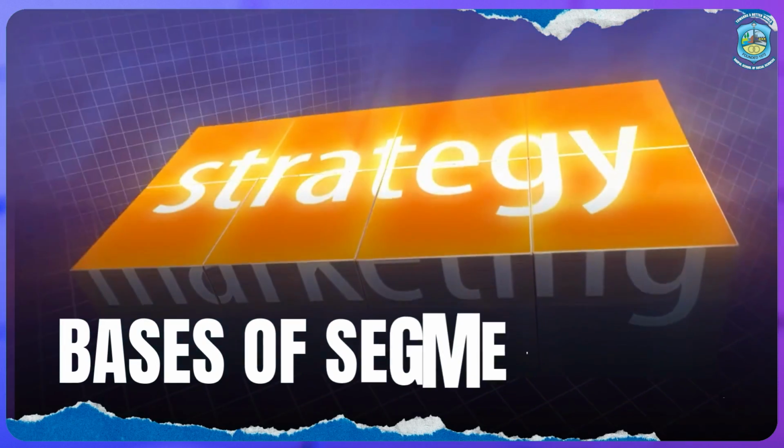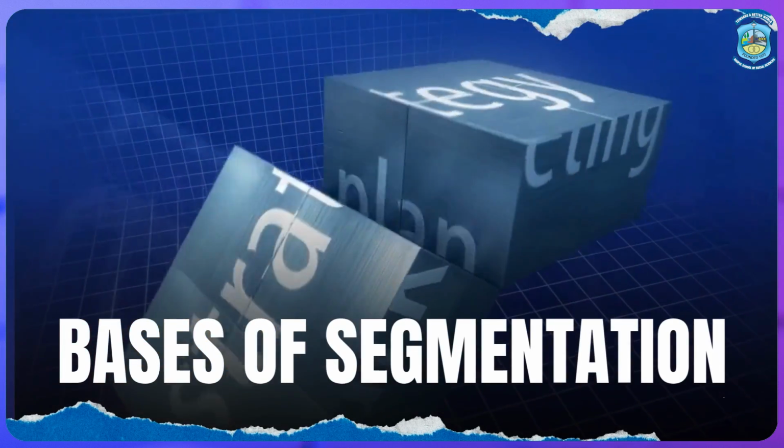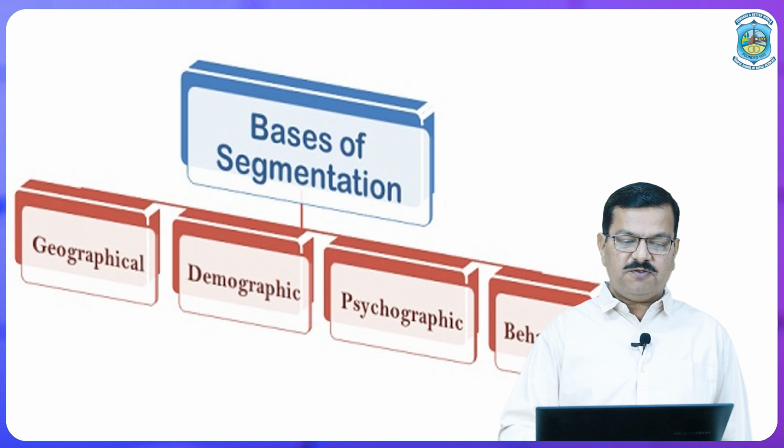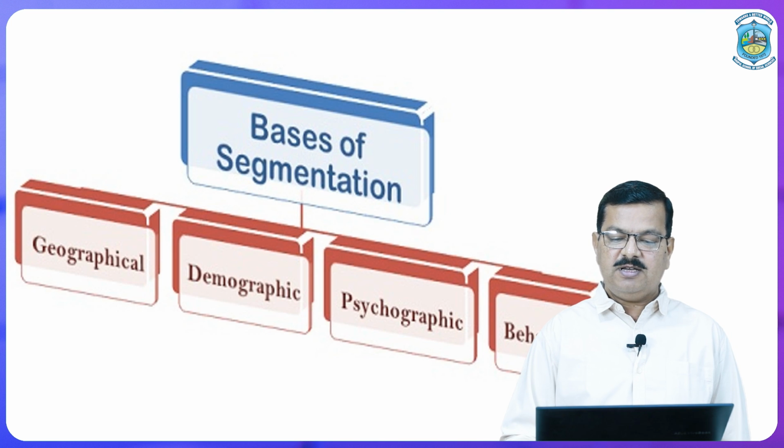Now let's have a look at the various bases of segmentation, which means how we can do the segmentation in the market. Normally we have 4 types of bases. The first one is geographical segmentation, the second is demographic segmentation, the third is psychographic, and the last one is behavioral. Sometimes we also come across another type of segmentation known as firmographic segmentation.